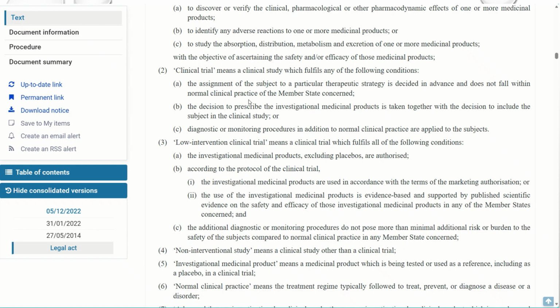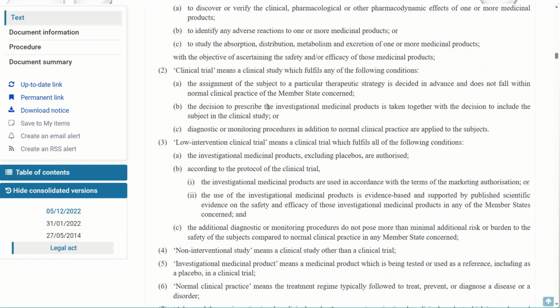Now, in the case of, say, for example, CAR T cell therapies, it's not just giving the patient or the subject the investigational medicinal product. It involves a number of things. So it will involve leukapheresis, it will involve treating the patients to suppress their immune system, and then manufacturing the medicinal product and giving the investigational medicinal product to the patient. So that's the therapeutic strategy, and whatever that therapeutic strategy is, the decision to assign that particular therapeutic strategy is decided in advance, and it's not normal clinical practice in that member state.